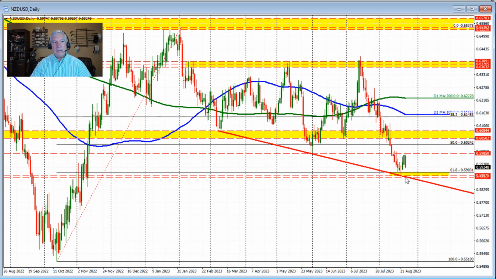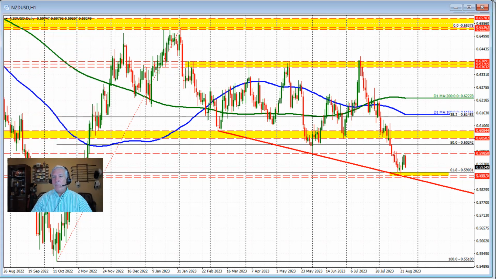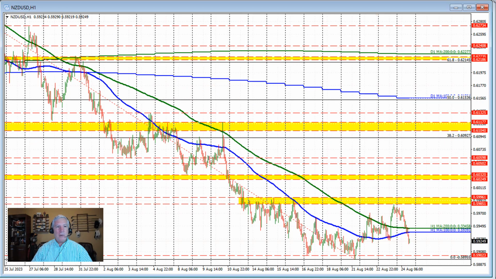There's actually another trend line that we need to get below, near, I guess, the 75 or so level on the downside. So be aware of that. But the sellers are more in control below the 100 and 200-hour moving averages in this currency pair.